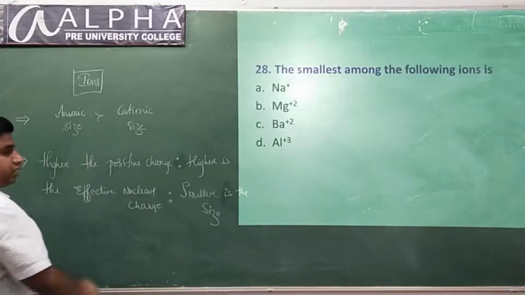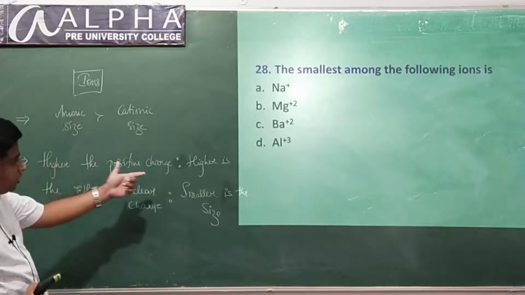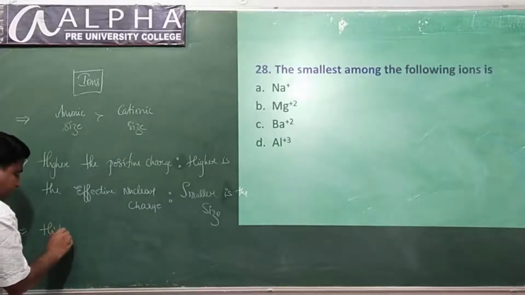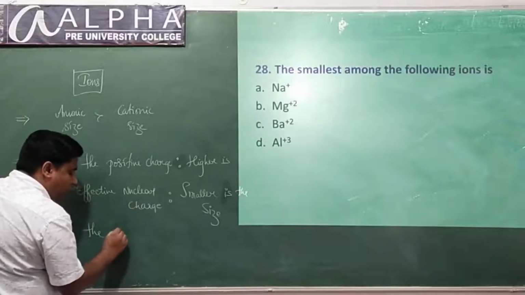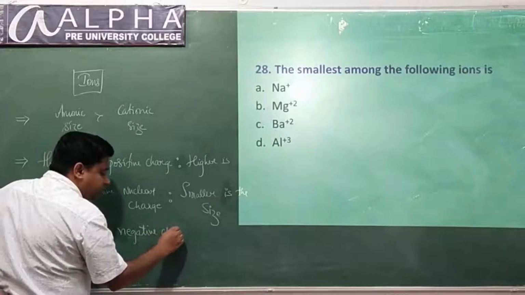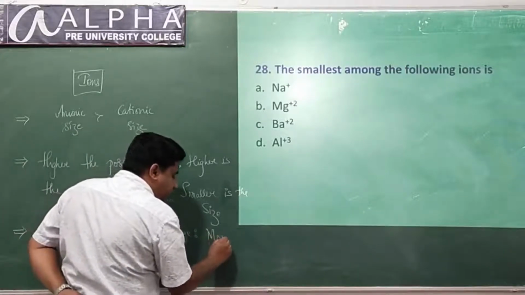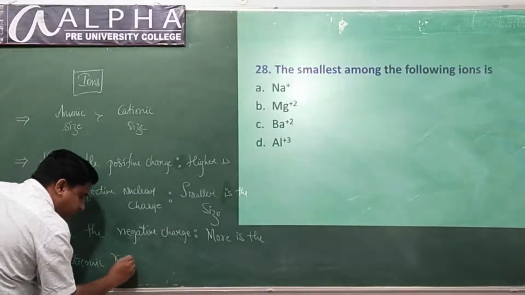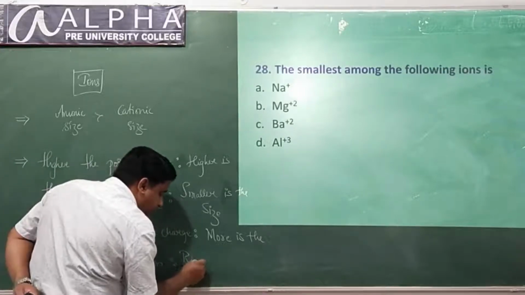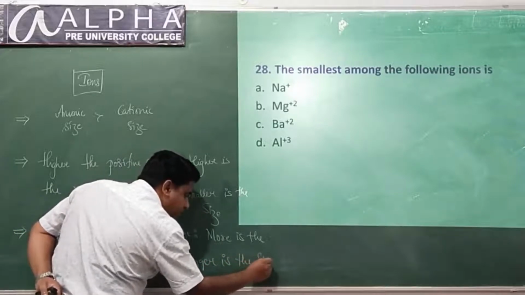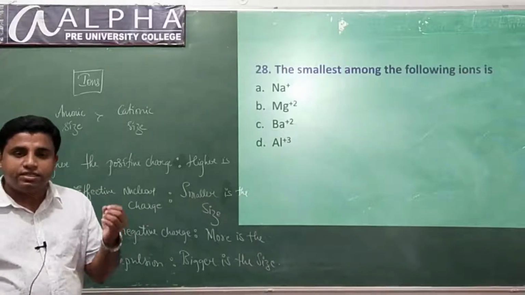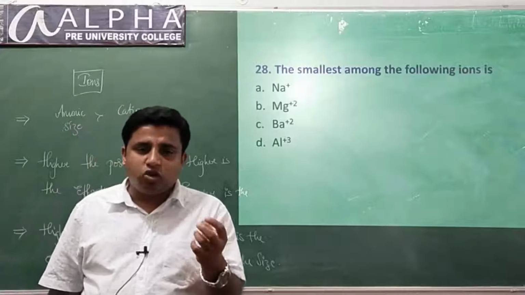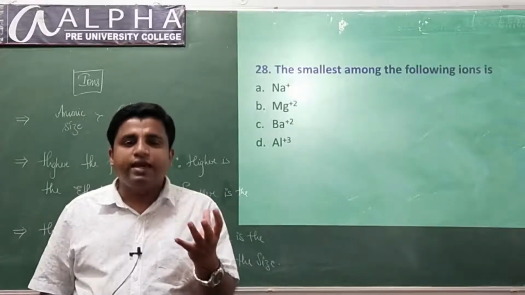Anion sizes are more than cationic size. Among cations, higher the positive charge, higher is the effective nuclear charge and smaller is the size. In case of anions, higher the negative charge, more is the electronic repulsion, and hence bigger is the size. Understood? When does the negative charge increase? Negative charge increases when the number of electrons increases. When the number of electrons increases, electrons will repel each other. When the electrons repel each other, the size will increase.